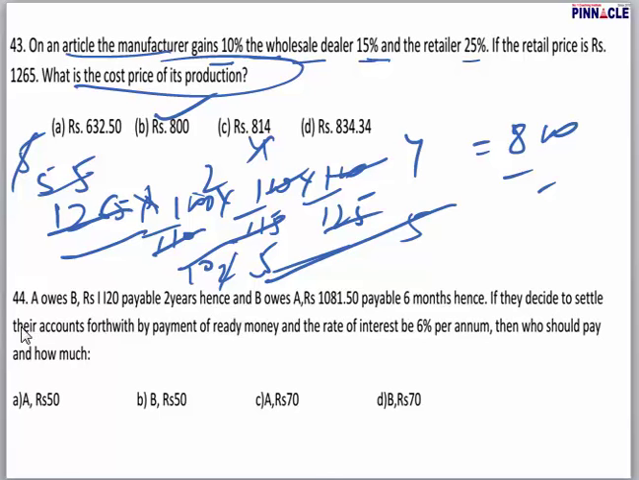Question 44. A owes B rupees 1120 payable 2 years hence, and B owes A rupees 1081.50 payable 6 months hence. If they decide to settle their account forthwith by payment of ready money, and the rate of interest is 6% per annum, then who should pay and how much? Now, this kind of question: calculate the present worth. 1120 payable after 2 years means the present value at the rate of 6% per annum. You can say 1120 is the future value, then the present value is 100.